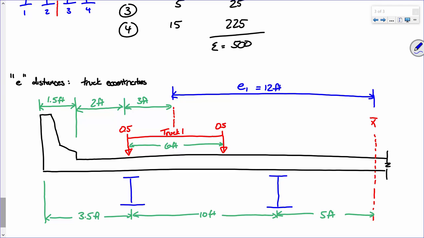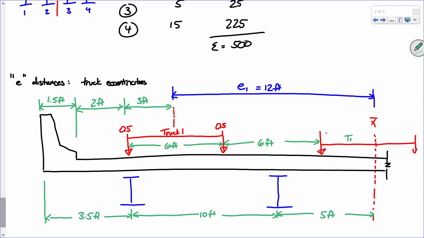So the next truck needs to probably go somewhere over here. And it probably is going to go over like that a little bit, where this distance is 6 feet. If you look at the dimensions, you'll find that the center of this second truck and the center of gravity of the whole thing just happen to coincide, right?